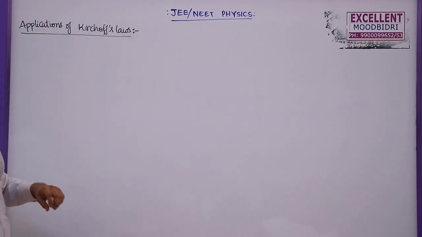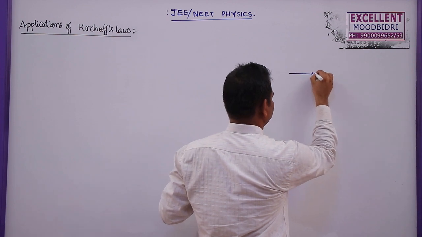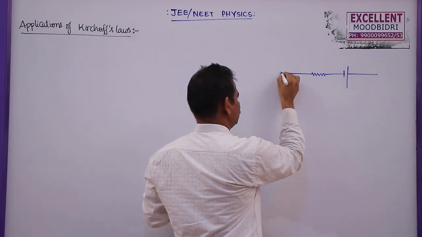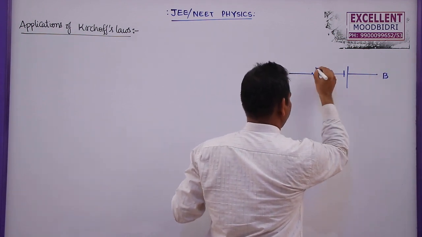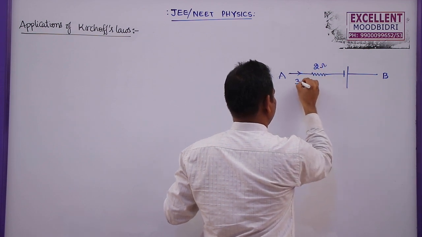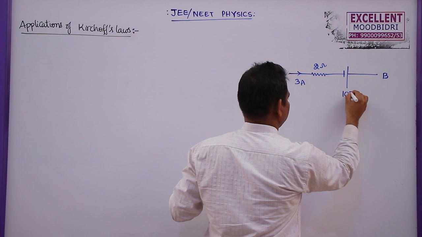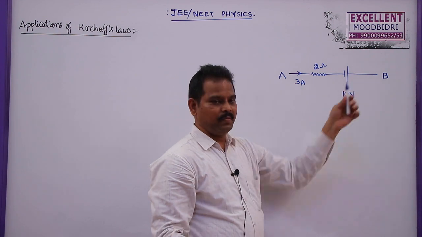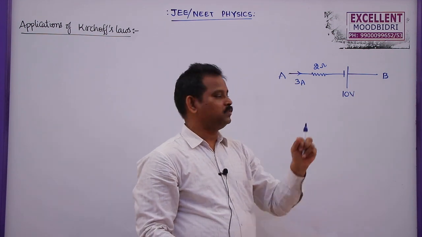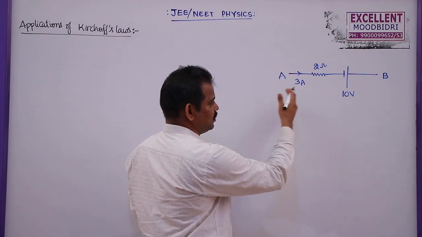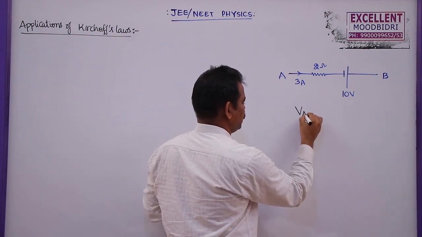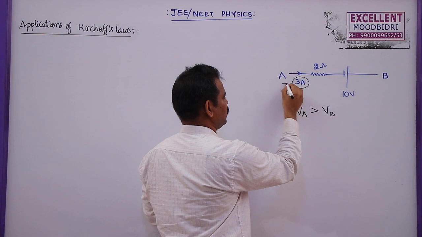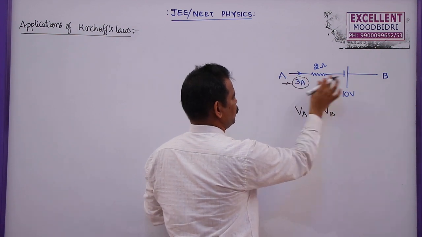Applications of Kirchhoff laws. Now let me take a simple circuit here. So this is point A, this is point B, this is 2 ohms and 3 amperes current is flowing through this one. This is a 10 volt battery. So what is the potential difference between A and B? We know that current always flows from high potential to low potential. So by seeing this diagram we can say potential at A is greater than potential at B. Then only the flow of current will be from A to B. So it is given that current is flowing from A to B.